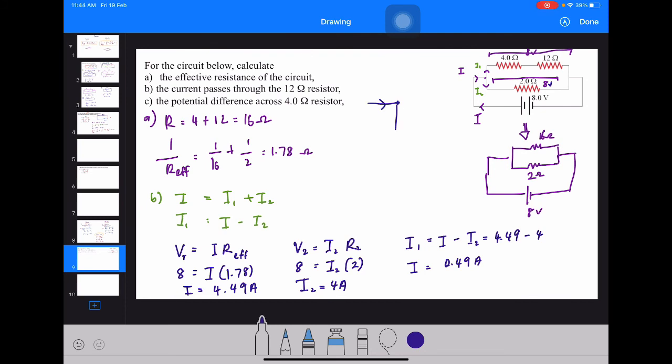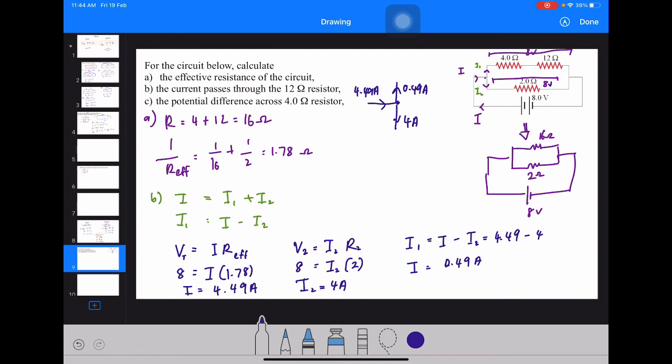So if I want to redraw the junction, I want to redraw it a little bit bigger. It will look something like this. I coming in is 4.49 ampere. Going downwards here would be 4 ampere. And going upward there would be 0.49 ampere. So the total of 4 and 0.49 would be equal to the total current in the circuit. So this is a very important concept. When the current meets a junction, the value will split up.